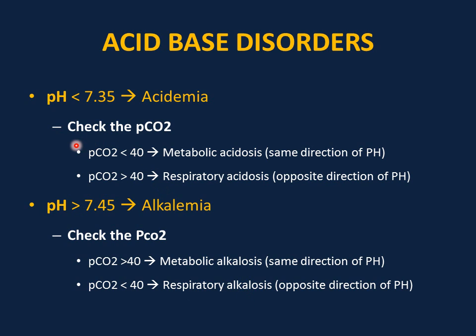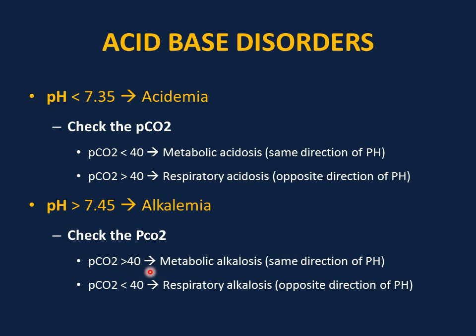Note here, there is a hint for you to remember. If the PCO2 is in the same direction as the pH, meaning the PCO2 is low and the pH is low, this is metabolic. If the PCO2 is in the opposite direction, meaning the PCO2 is high and the pH is low, this is respiratory, like in this case, respiratory acidosis. If both of them are low, this is metabolic acidosis.